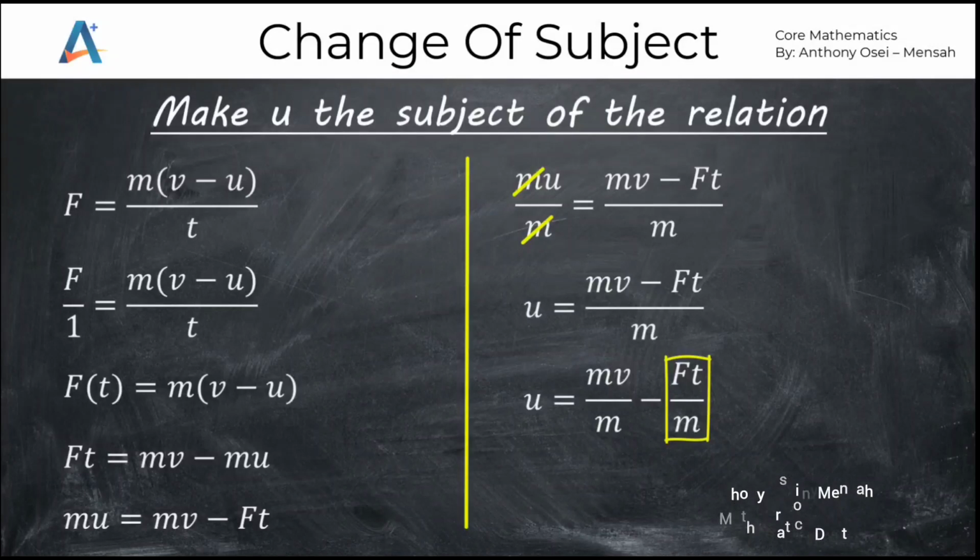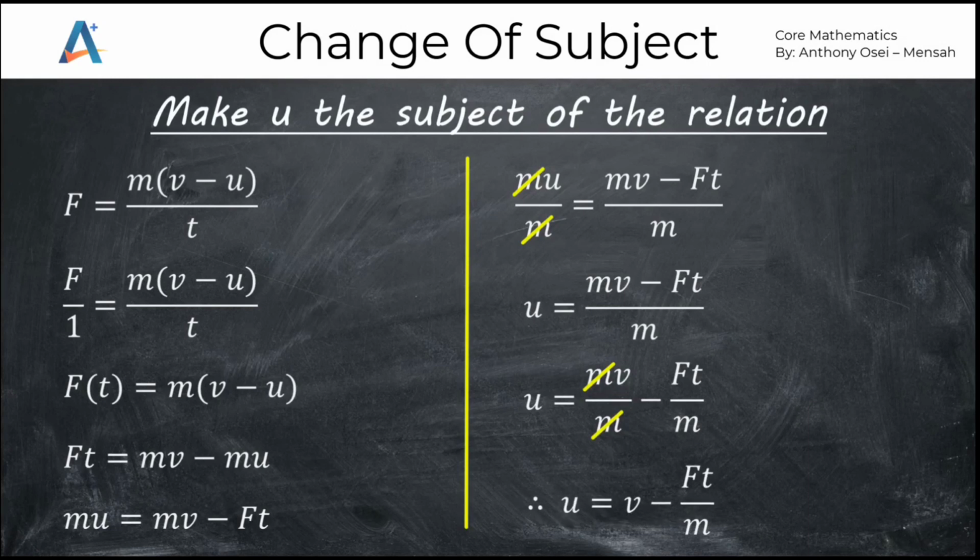So it means the numerator's terms will get their individual denominator. So each one of them will have the denominator. Then you can cancel out nicely. So when you conclude, therefore, u will be equal to v, minus ft or tf over m. This will become your final answer.